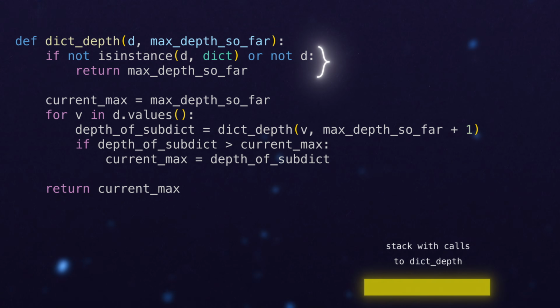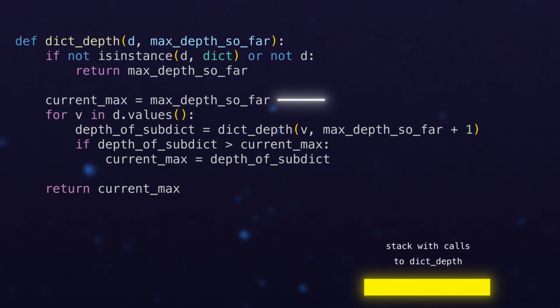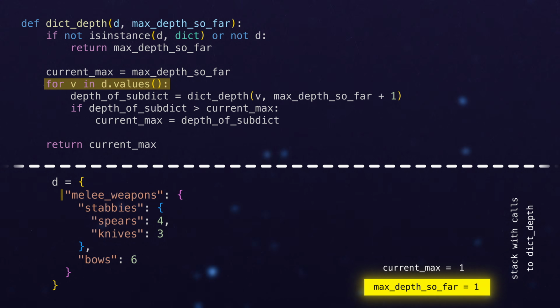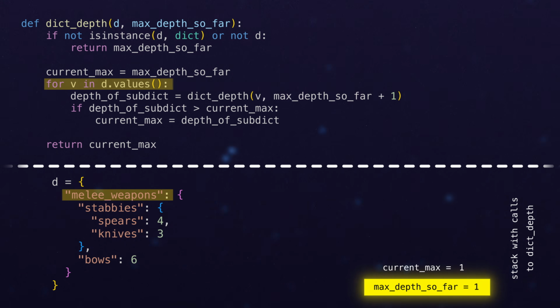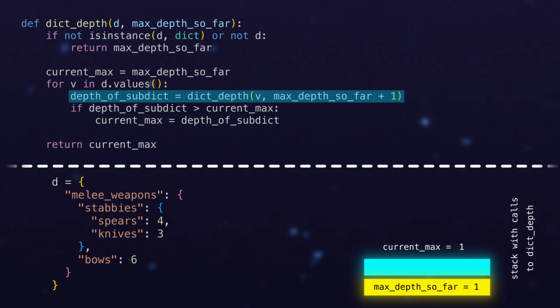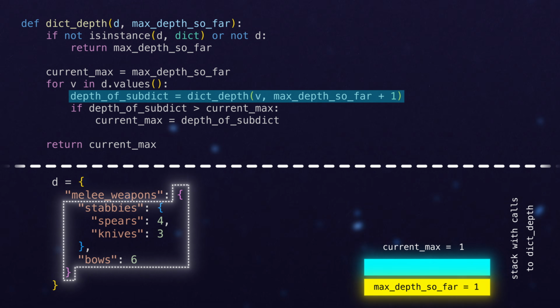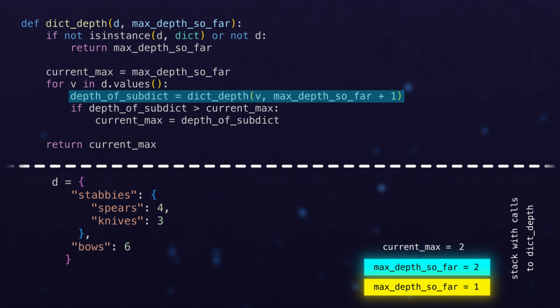Well, first, in this initial call to dictDepth, the base case is going to be skipped because we passed it a valid dictionary. Next, the current max we'll set to the maximum depth so far, which is 1, and that will be overridden within our loop if we find a recursive call that returns a greater number. Now we iterate over all the key value pairs in the dictionary, which in this case is just the melee weapons key. We enter the recursive call where we pass in the dictionary that corresponds with the melee weapons key, that sub-dictionary. We also increment the max depth so far to 2.